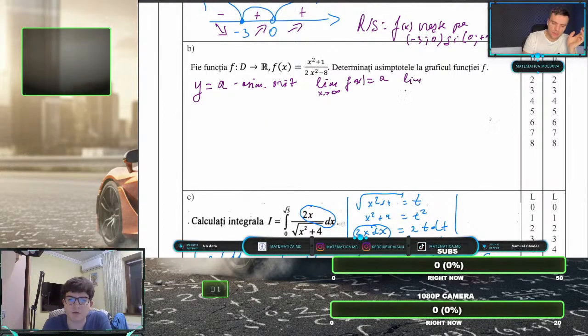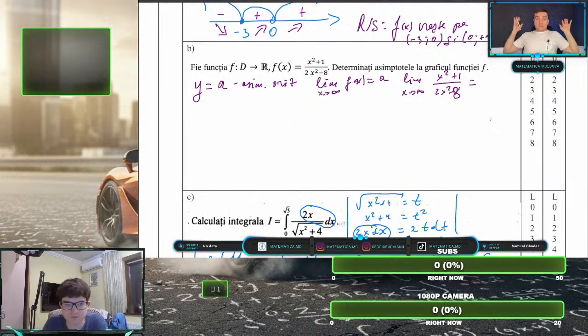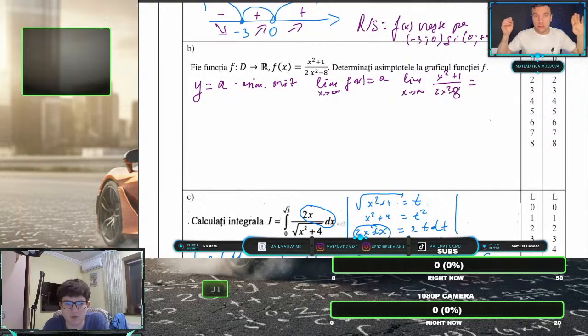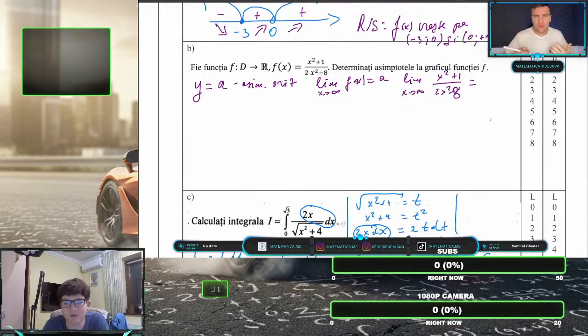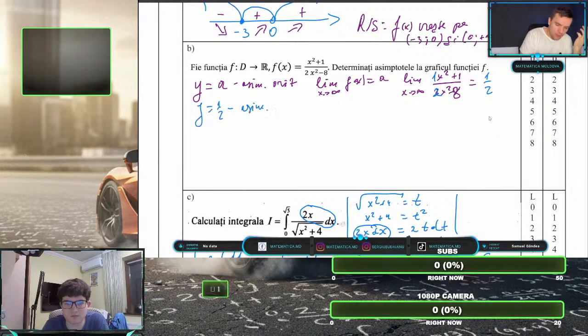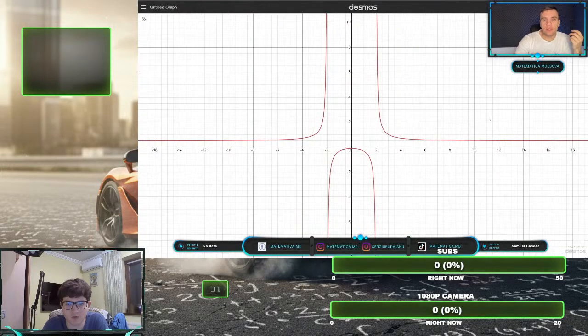So basically y is equal to a for some reason. What's next? Gotta do some limits here. What are limits, mate? Oh my god. Gotta do a limit. y is 1 divided by 2, because we got a 1 up front and 2.